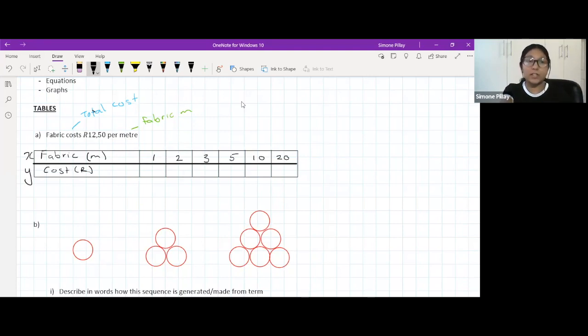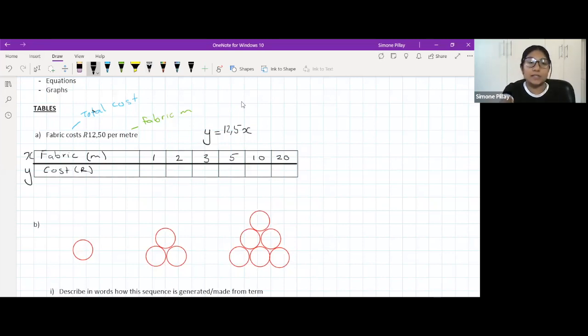This cost over here is not my cost per meter, because we know my cost per meter is 12 Rand 50. My cost at the bottom over here is going to be my total cost for the amount of fabric that I bought. If we want to write a rule for that, my output value is going to be my input value. My input value is X. And how am I going to calculate my total cost? I'm taking my X, which is my meters of fabric, and I'm going to multiply that by 12 Rand 50.